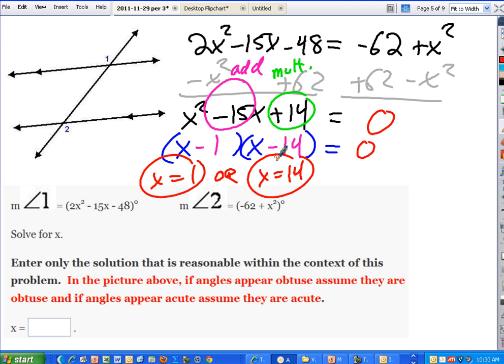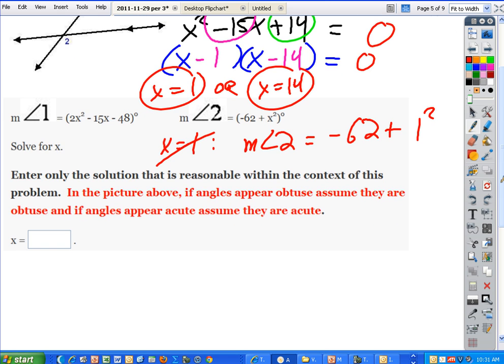So it says that if the angles appear obtuse, assume they're obtuse. Well, that appears obtuse, so it's got to be bigger than 90 and less than 180, right? So we'll just check. If I put 1 in there, that's easy to do. For x equals 1, I get the measure of angle 2 equals negative 62 plus 1 squared. Well, that's not going to work, is it? That's no good. So I know it's not 1.